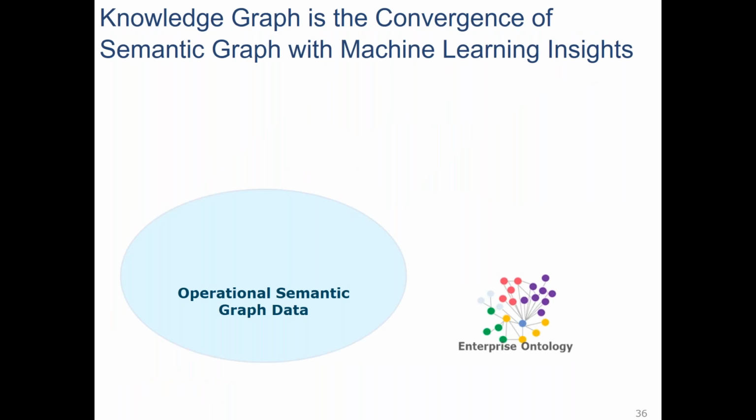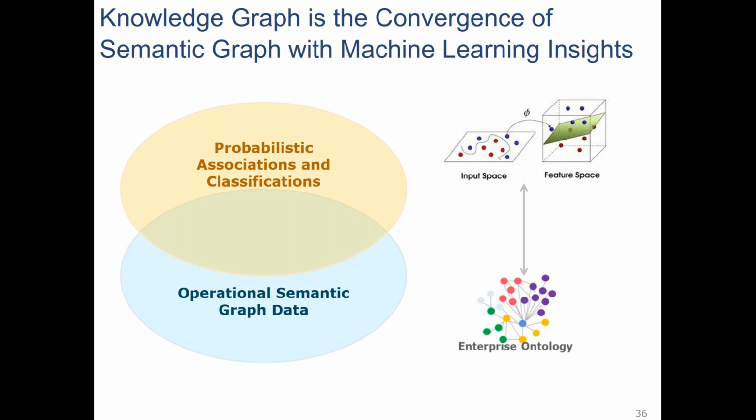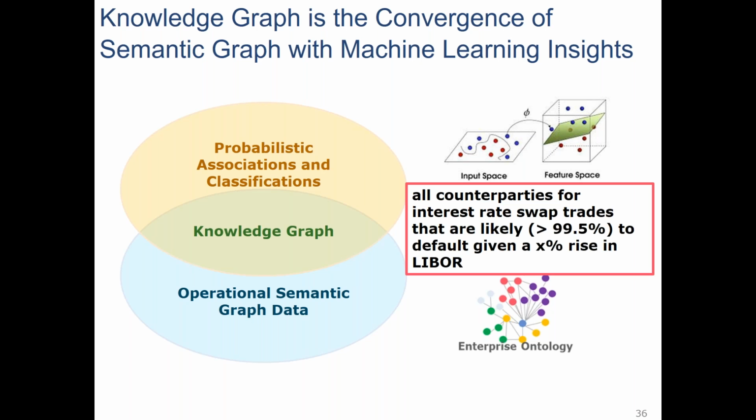So knowledge graph is another phrase we hear more and more. And knowledge graph really is the intersection of semantic graph with machine learning insight. So we deploy an operational semantic graph. We then can take that content, feed it into deep learning, and generate various probabilistic relationships and associations and classifications. And the intersection of that is a knowledge graph where we could ask questions like, find all counterparties for interest rate swap trades that are likely, essentially greater than 99.5% to default given a certain percentage rise in LIBOR.